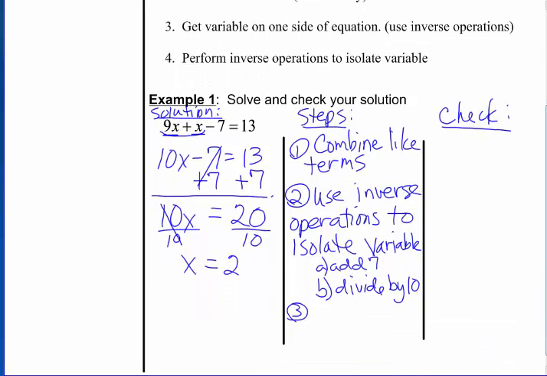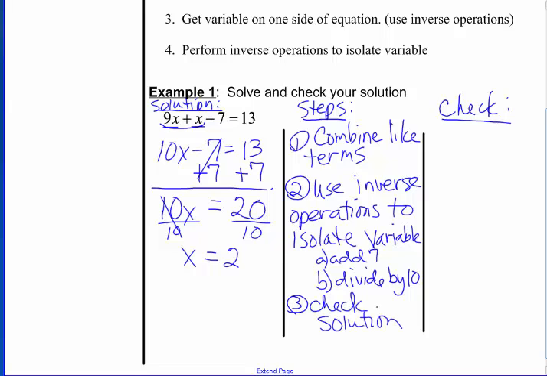Then we need to check our solution. When we are checking, we start with the original problem, 9x plus x minus 7 equals 13. You are going to substitute the result that you got, x equals 2, and plug it into the x spots in the equation. So that's 9 times 2 plus x, which is 2, minus 7 equals 13. Now when we are evaluating this, you are only evaluating the left-hand side. You're not going to do anything with the 13. It's going to stay at 13 on the right-hand side.